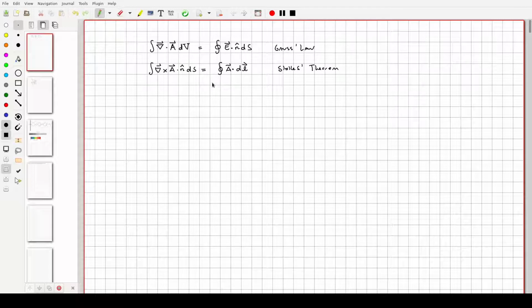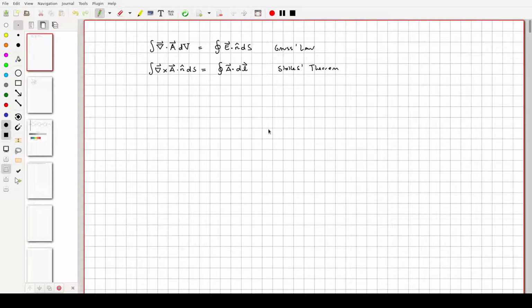Now, when it comes to defining the properties of the field, there are only two things that you need. You need to know the divergence of the field, and you need to know the curl of the field. Both the divergence and the curl are examples of differential things. That's what we call them. And so these are the differential forms of these equations, you could say.